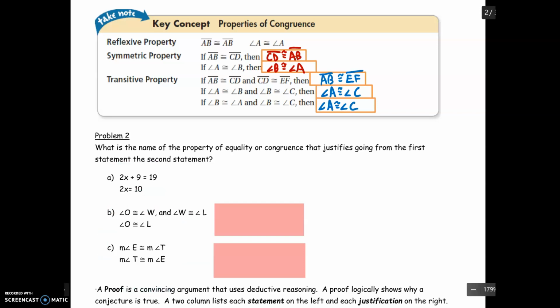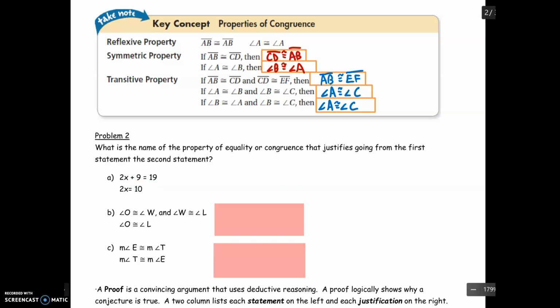For the first example, a lot of people accidentally use addition for this kind of question. They see something like +9 and right away think addition property. But the idea is, how do I get from the first step to the second? If I work on a solution to isolate x, we do that by subtracting 9 from both sides.